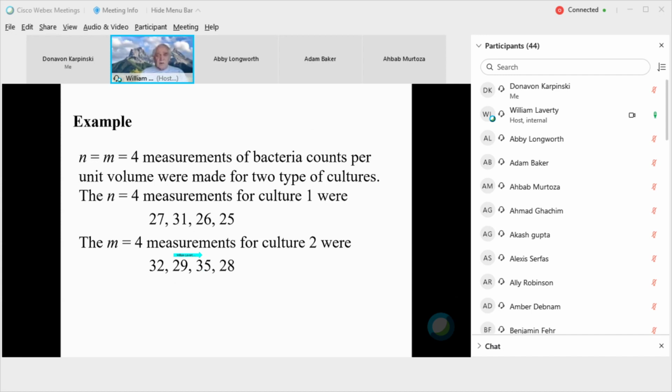Here we're measuring bacteria counts for two types of cultures. We have 4 measures of culture 1. Those are the bacteria counts. There are the 4 measurements for culture 2. And our interest is whether one is smaller than the other, or possibly both ways, or just different.